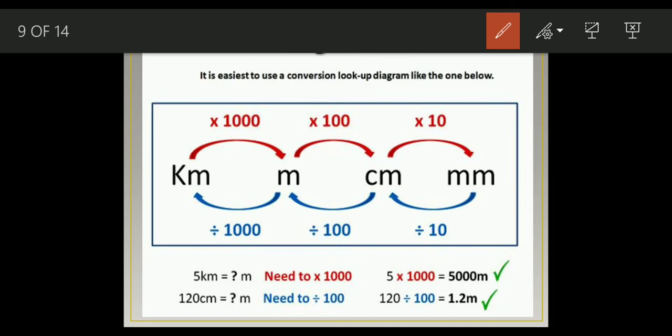So when I multiply 5 into 1000, what did I get? 5000. Now you need to write it as meter, because I'm converting kilometer to meter. So I'll put m there. Understood? So 3 steps are there.